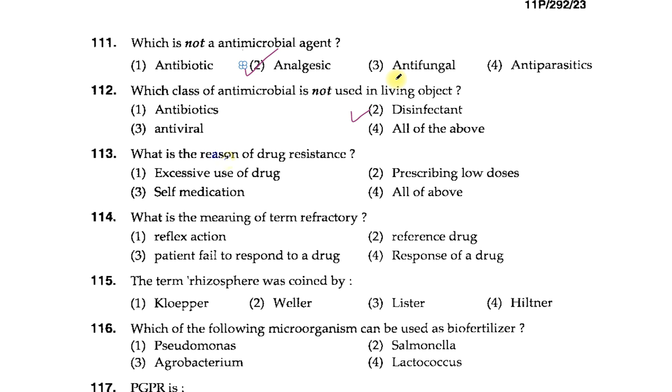113. What is the reason for drug resistance? 1. Excessive use of drugs, 2. Prescribing low doses, 3. Self-medication, 4. All of the above. Drug resistance is the case when a drug which was initially active against pathogens no longer acts against those pathogens. So here option 4 is the correct answer.